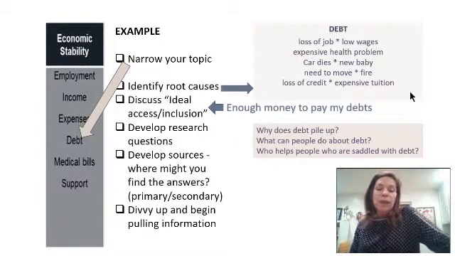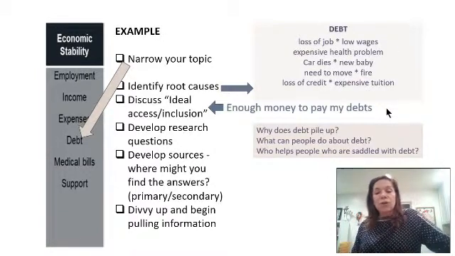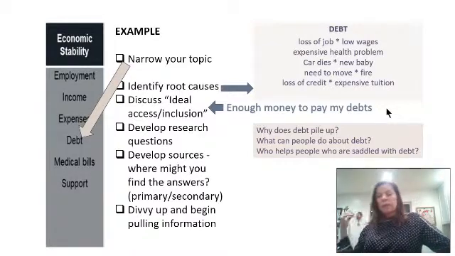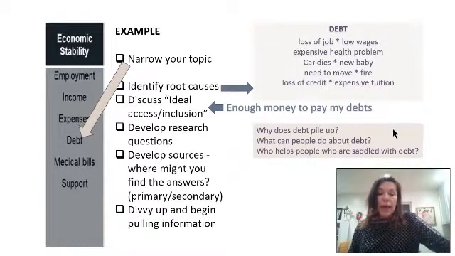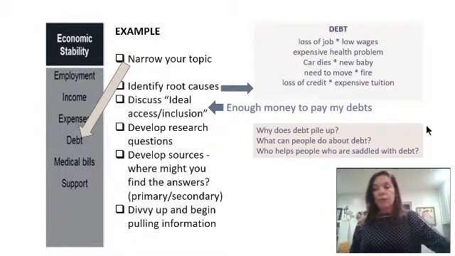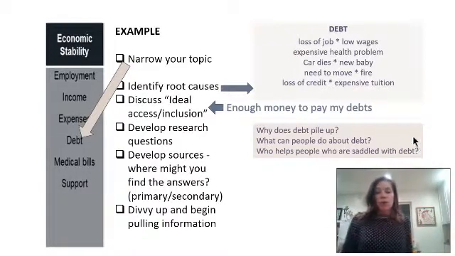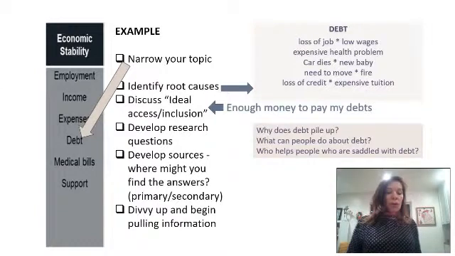All right, so now we've sort of brainstormed what are the causes. We've talked to each other about what would an ideal inclusiveness look like. And then I've asked you to develop research questions. I've developed 3 very simple research questions. How does debt pile up? What can people do about debt? And who helps people who are saddled with debt? Where do you go to find help? So what if those are the 3 research questions? All right, so let's go on to see what we would do once we have figured out our research questions.